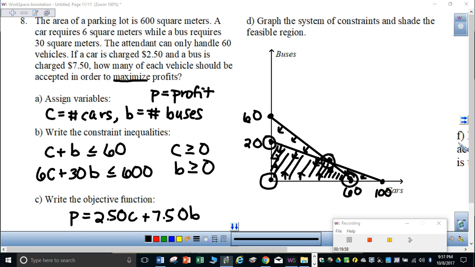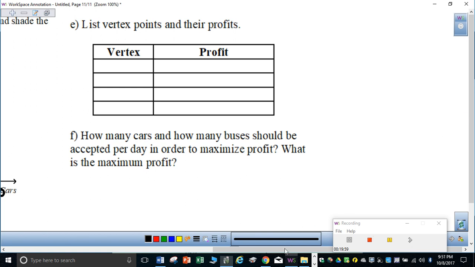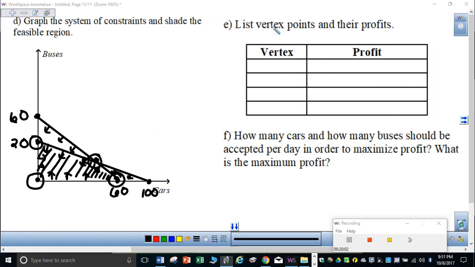So we've got 4 vertex points. And we can start to list those out in our table. So we're going to put cars, the C value first, buses second, so keep it with like where the X and Y would be. So X comma Y, but this time it's C comma B. So our first vertex point we have 0, 0. The next one we have 0, 20. The next one down here is 60, 0.